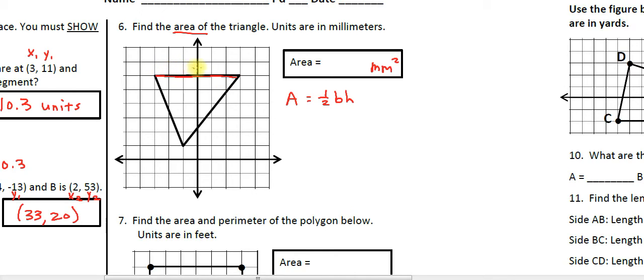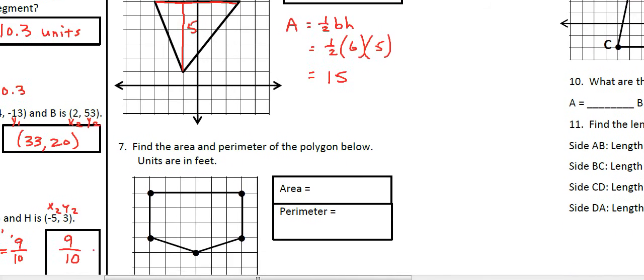The base is 1, 2, 3, 4, 5, 6. And we'll draw a line from the base perpendicular to the top of the triangle. 1, 2, 3, 4, 5. The height is 5. So our area is 1/2 times 6 times 5. Put that in your calculator and you will get 6 times 5 is 30, divided by 2 is 15. So our area is going to be 15 millimeters squared. Let's go to question number 7.